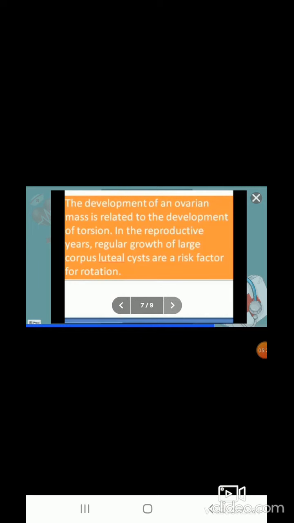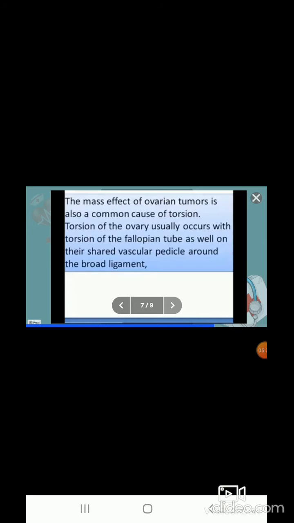The development of an ovarian mass is related to the development of torsion. In the reproductive years, regular growth of large corpus luteal cysts is a risk factor for rotation. Mass-effect ovarian tumors are also a common cause of torsion.